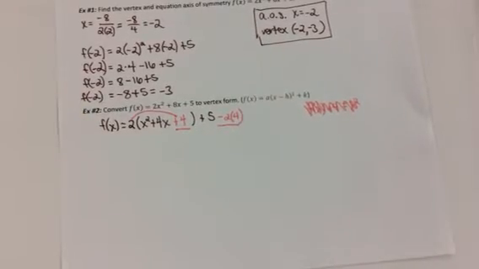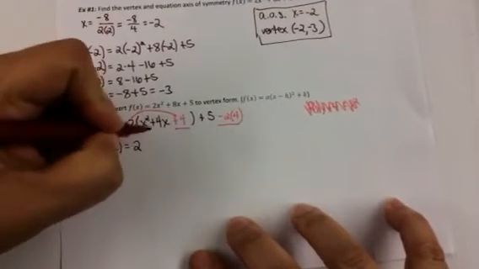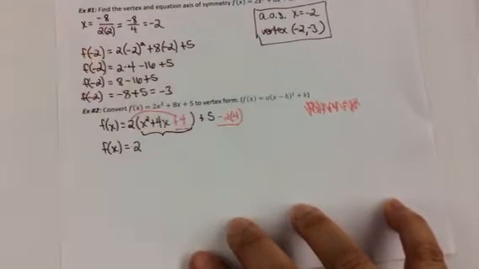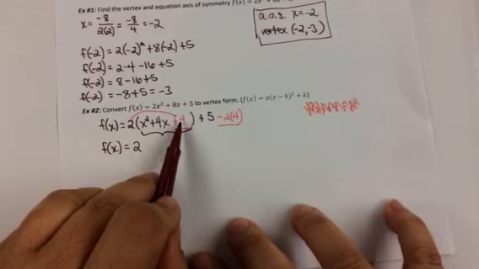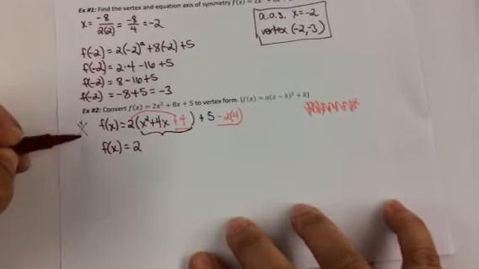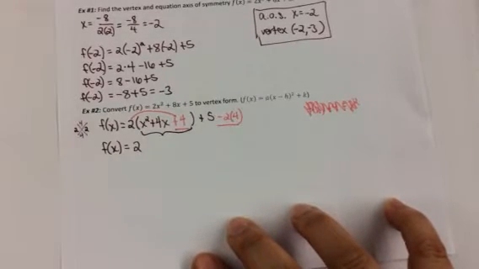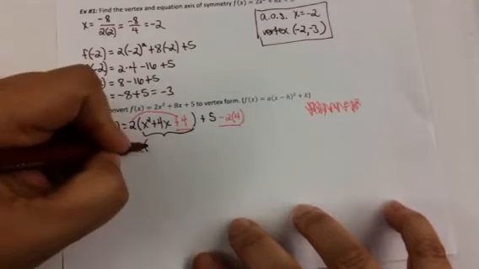Okay? Here's why I want to do that. Why do I want to do nothing? Because this now factors. What multiplies to 4 and also adds to 4? Maybe you're still doing this, which is fine. 2 and 2, which means x plus 2 times x plus 2.